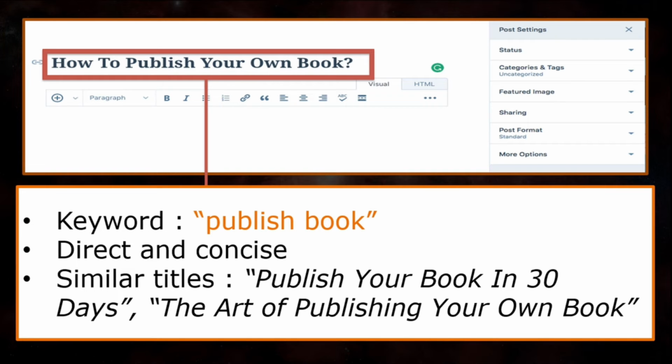Let us illustrate an example for you. Say you have a blog post in WordPress. In it, you have a post that talks about how to publish your own book. The most important keyword lies in your title. Would you write your title differently? Yes, you may, but keep in mind that you'll need to be direct and concise. Something like "Publish Your Book in 30 Days" or "The Art of Publishing Your Own Book."